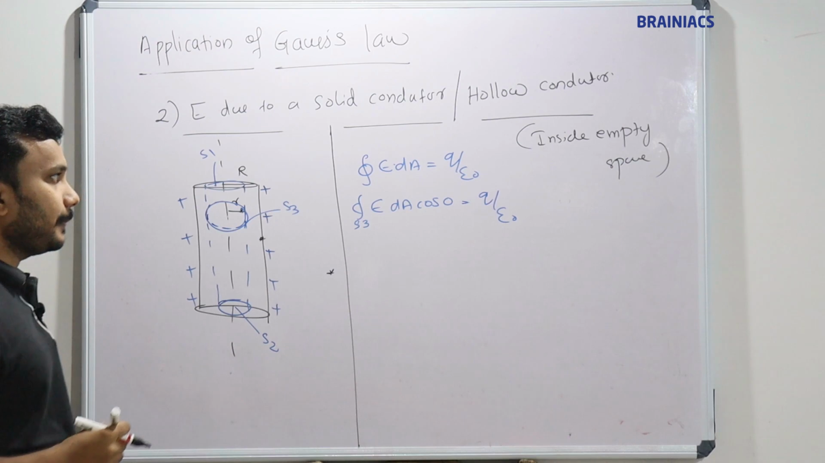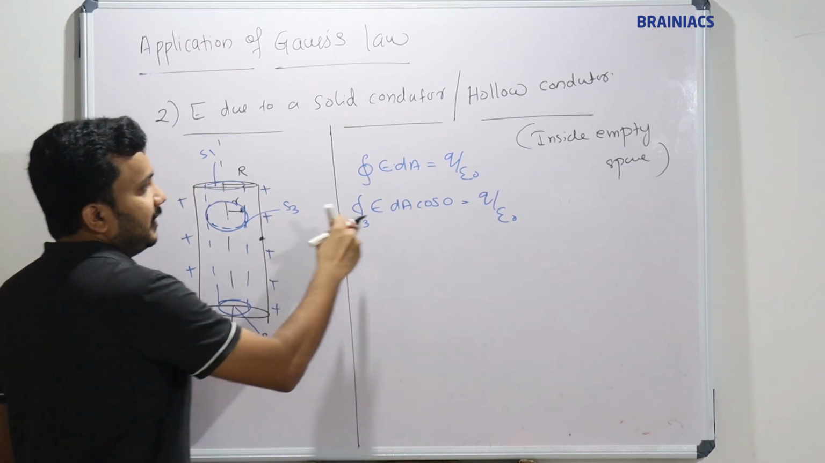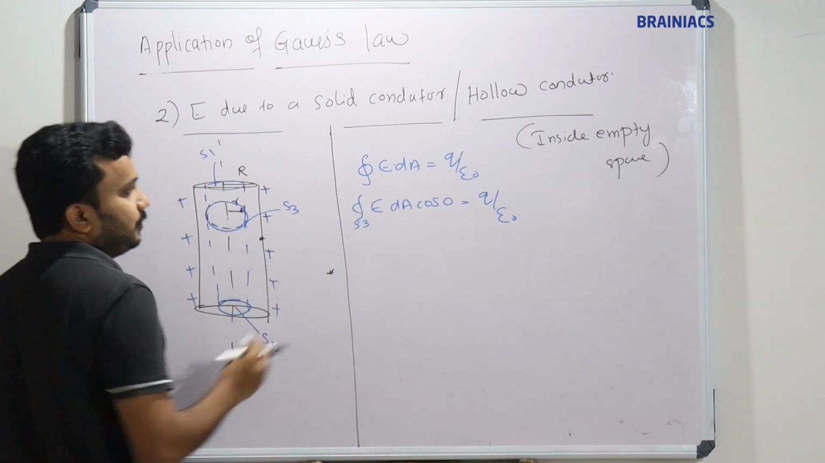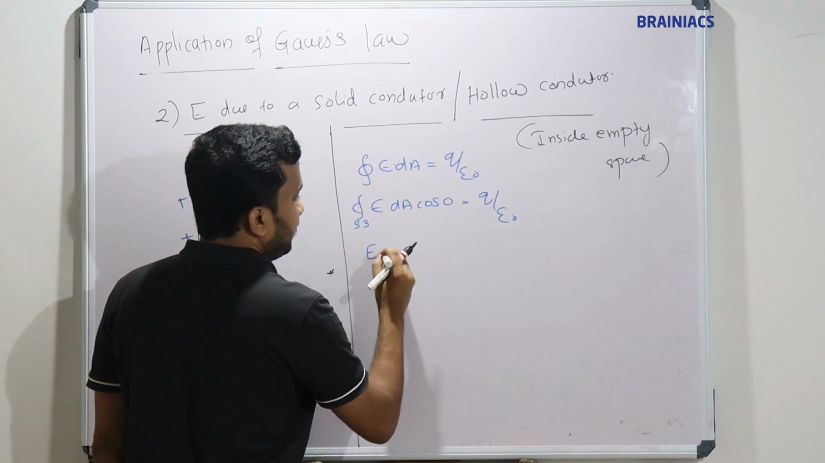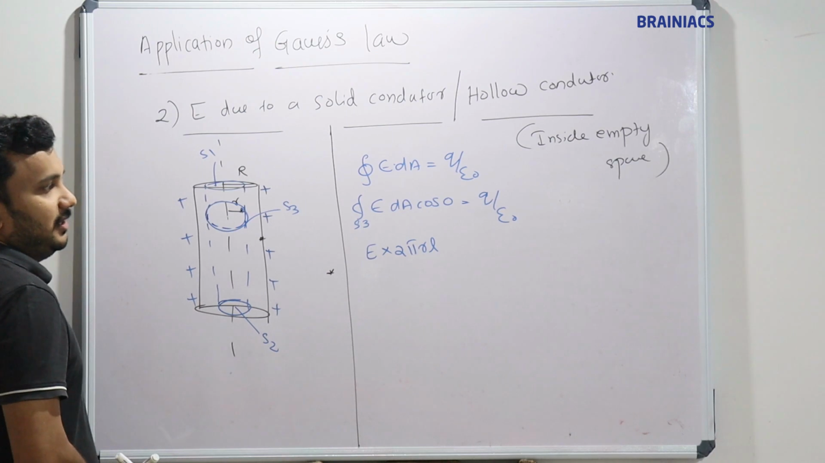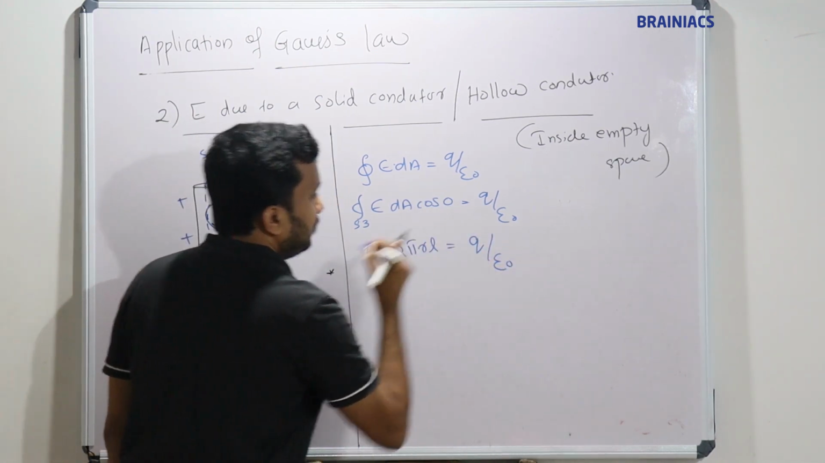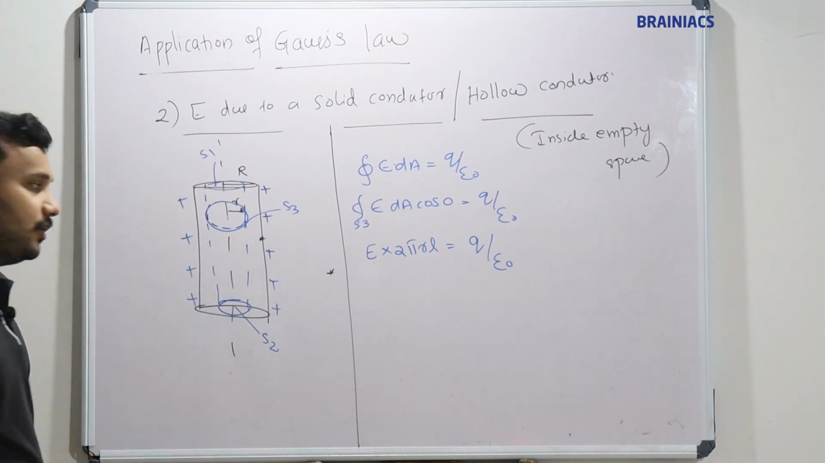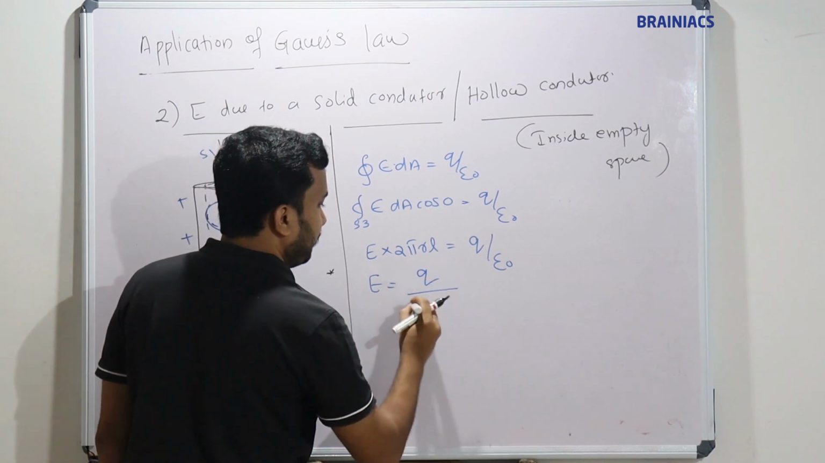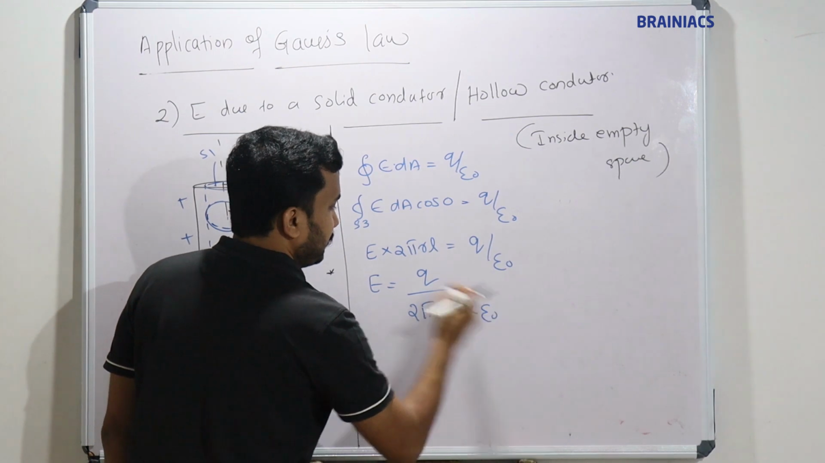Here E is a constant, so we take it out of the integral of dA. What is the integral of dA? If this radius is small r, then the surface area is equal to 2 pi r L. This is the surface area, and it is equal to Q divided by epsilon 0. So the electric field E will be equal to Q divided by 2 pi r L multiplied by epsilon 0.